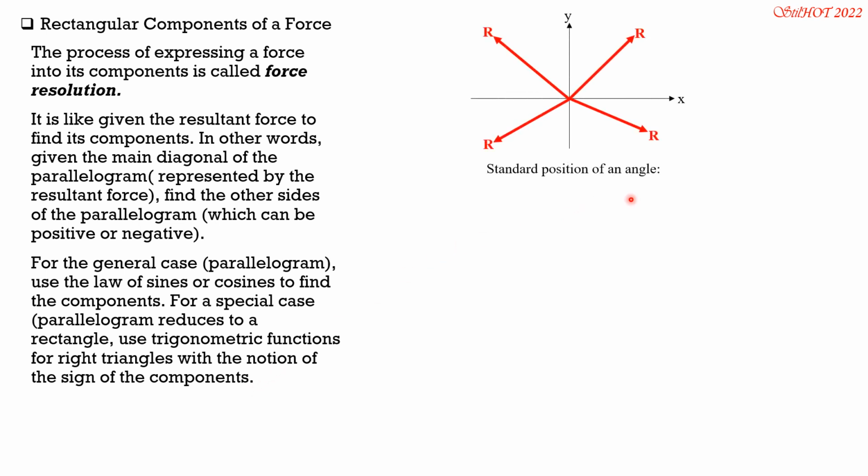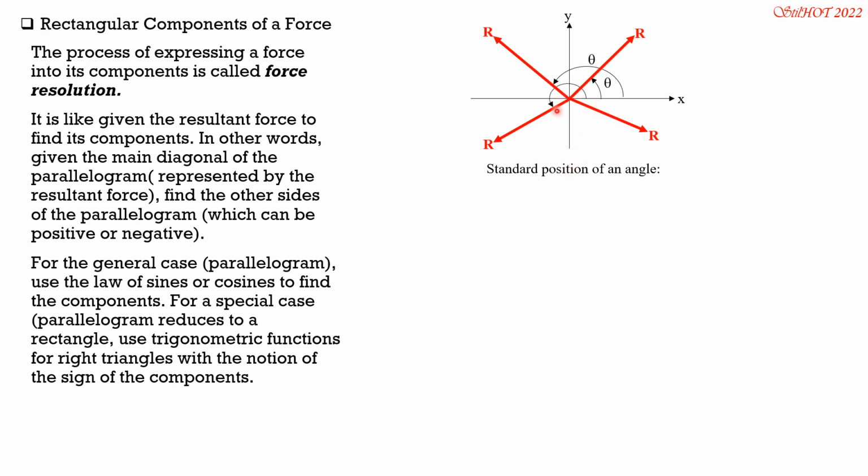Now, the standard position of an angle. There are situations where the forces are placed on a specified x and y axis. So these are the possible positions of the resultant or force. Remember that the standard position of an angle is counterclockwise from the positive x-axis. So in this case, we have theta here. This is theta from the positive x-axis to the line of action of R. The advantage with this is you don't need to think about the sign. It will give us the correct signs immediately.